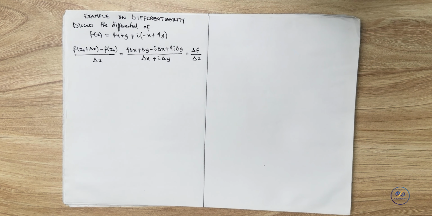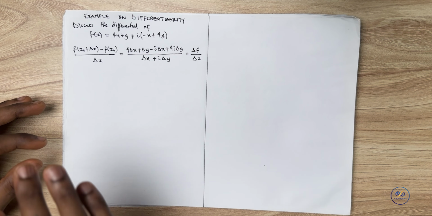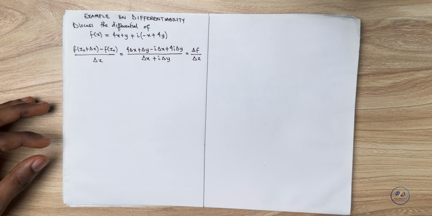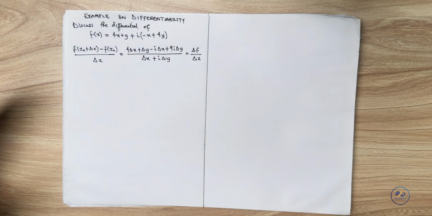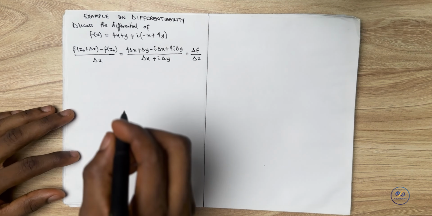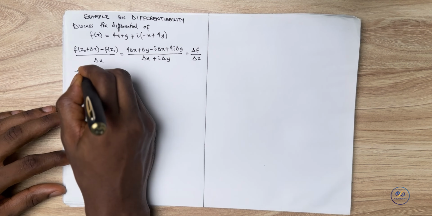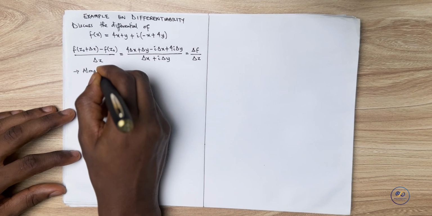Now, in order to evaluate, of course, we have to take the limits. In order to do this, what we would first and foremost do is evaluate the limits across different directions before we then conclude that the limit is unique, which would then mean that the differential will exist. So first and foremost, we will evaluate this along the real axis.